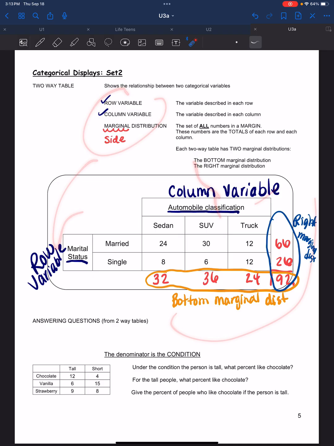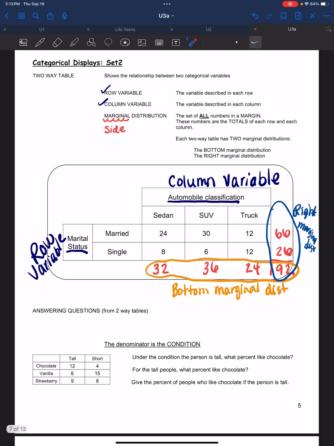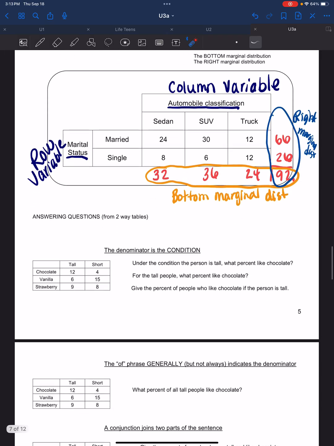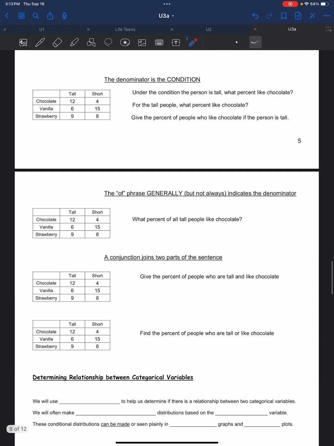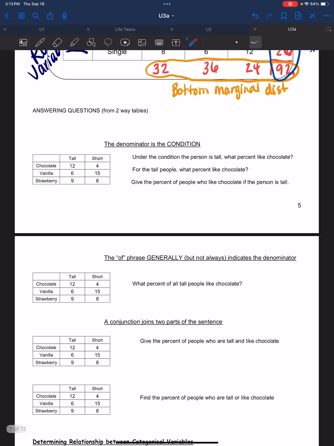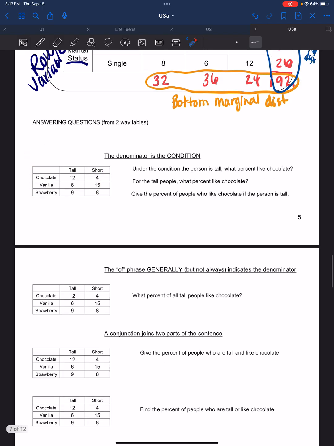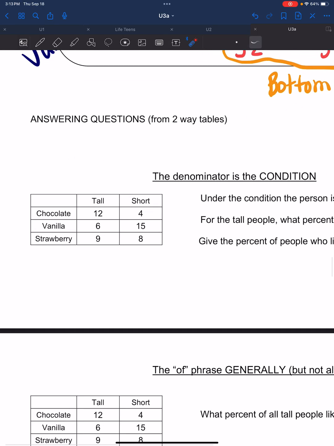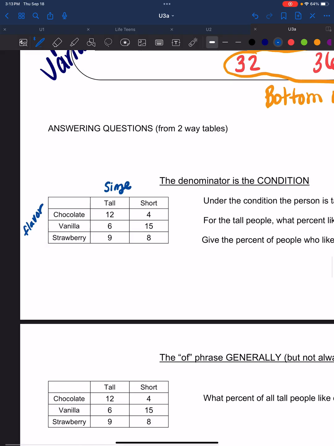All right, so the second thing is we need to be able to answer questions based off of two-way tables. We have a series of questions down here, although I changed the data, so I was a little silly goose, but it's okay. We're going to do the same thing. I have a set of data, and I also have a new column variable and a new row variable. If I zoom in on this, it appears that our column variable would be size. And then our row variable over here would be flavor.